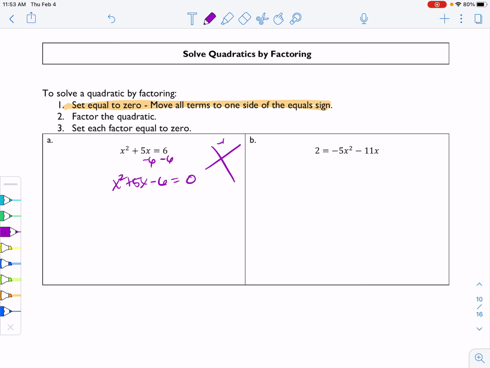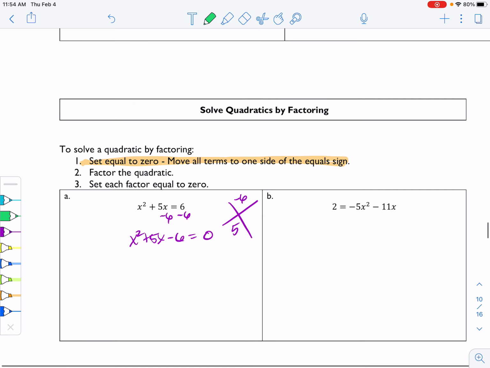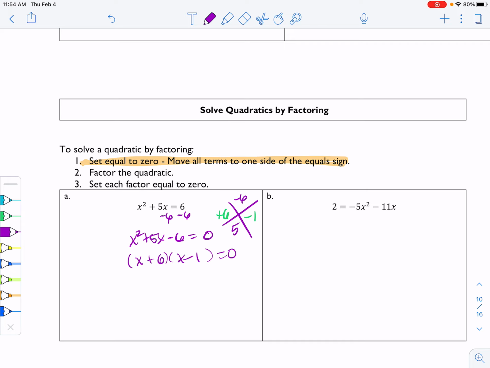So multiply to negative 6, add to 5. That's 2 and 3. Both are positive to get to positive 5, but that doesn't multiply to negative 6. So let's try 6 and 1. Oops. I need 6 to be positive, 1 to be negative. That adds to 5. That multiplies to negative 6. There's a 1 in front, so those are my sets of parentheses. So we do x plus 6, x minus 1 equals 0.